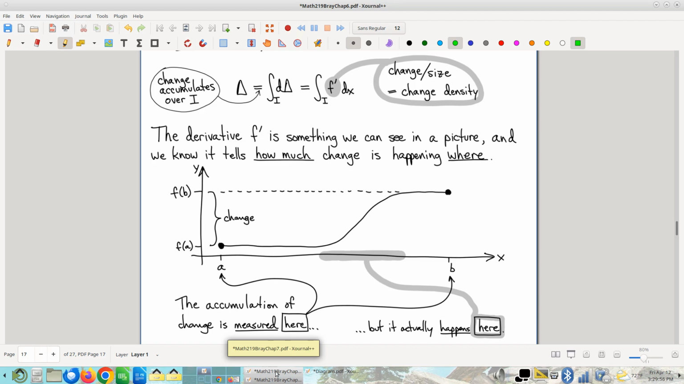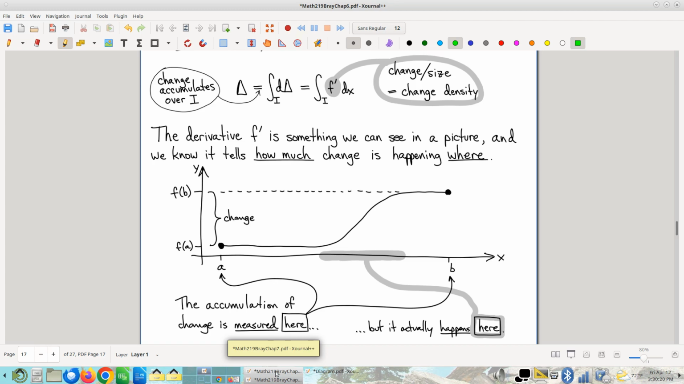Is that where change happens? No, of course not. You can see, look, here it is. This is where the change is happening. I can see it. Check it out. Look at the function change. There it's changing, right there. So the interior of the interval is where the change happens. You measure it at the boundary, but that's not where it is. That's not where it's happening. That's not where it comes from. That's just where you measure it.